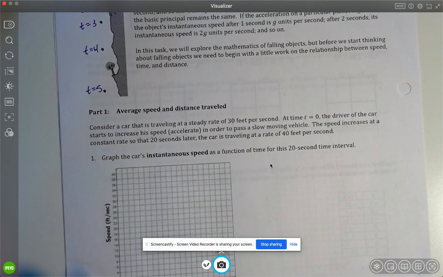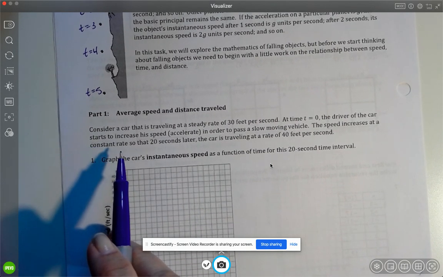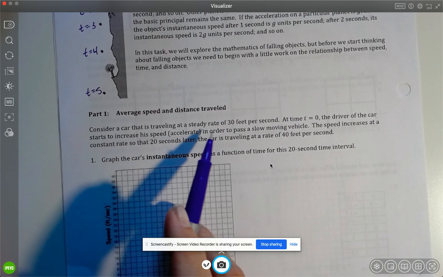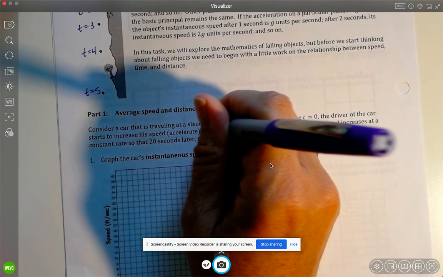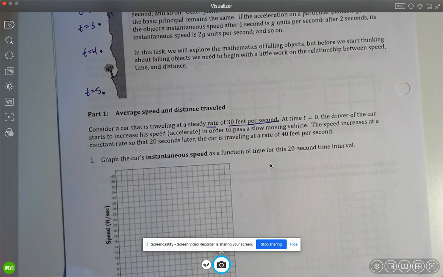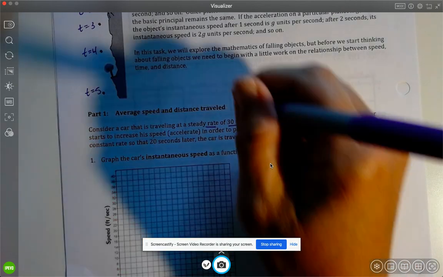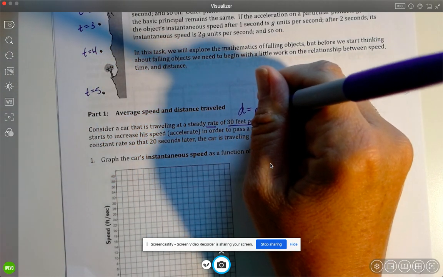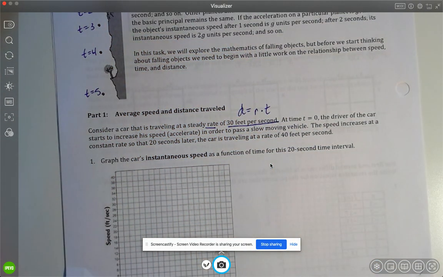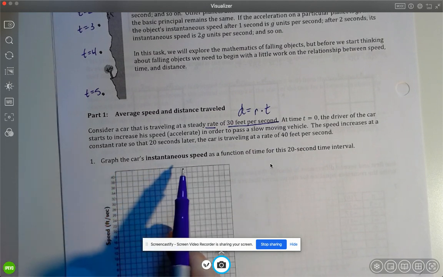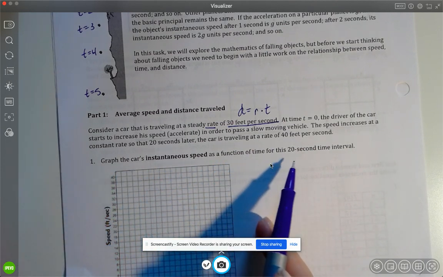So consider a car that's traveling at a steady rate of 30 feet per second. And at time 0, the driver of the car starts to increase his speed or accelerate in order to pass a slow-moving vehicle. The speed increases at a constant rate so that 20 seconds later, the car is traveling at a rate of 40 feet per second. So thinking about distance equals rate times time, rate being speed. Okay, you have to graph the car's instantaneous speed as a function of time for this 20-second time interval.